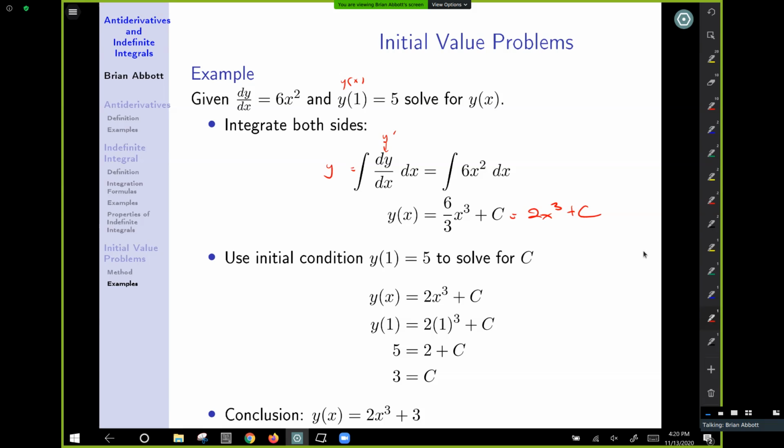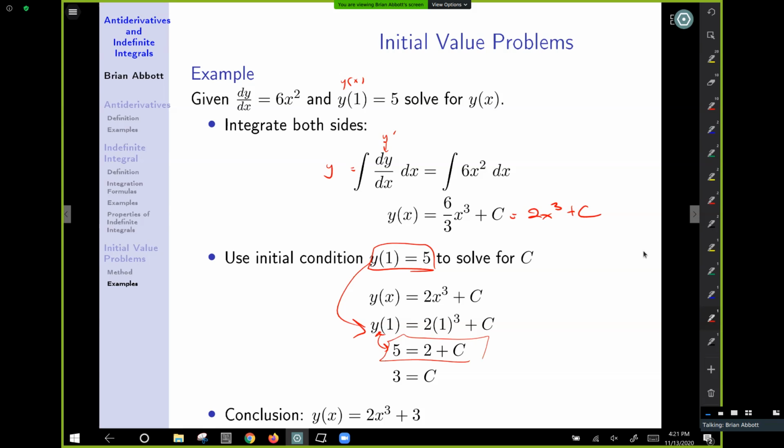So start with your function, make a substitution, y of 1. Okay, on the right-hand side, that's going to give us 2 times 1 to the third power plus c. But remember, y of 1 is the same thing as 5. That's what the initial condition is. And so we can replace y of 1 notationally with 5, and then we've got ourselves an equation in terms of just a single variable c that we can solve. And so we see that c has to be 3, and we get a conclusion. Reverse that substitution into your antiderivative, and you're done. Hopefully that didn't seem quite so bad.